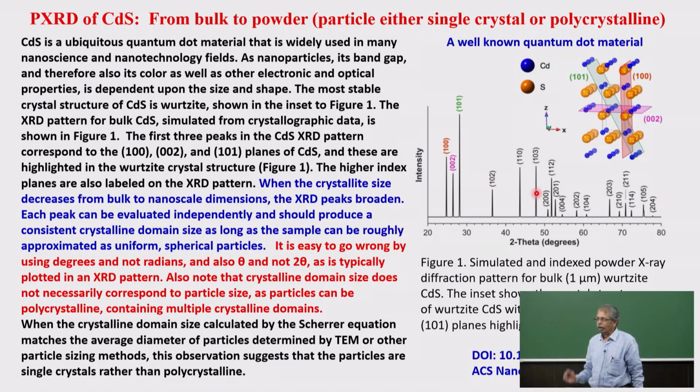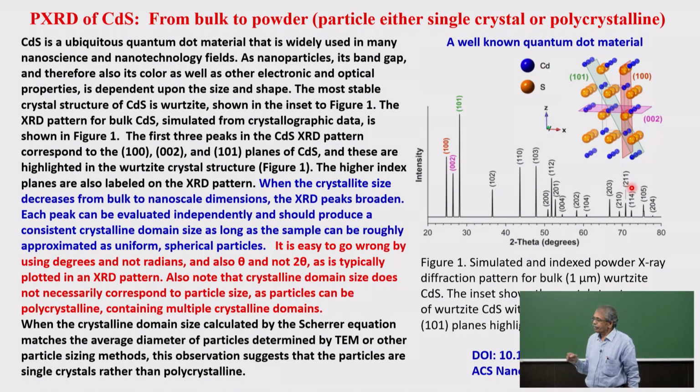And this is from a bulk kind of material, and very nice. Cadmium sulfide, all the planes, not only these planes you can see. So all these can be labeled, everything is known very well.